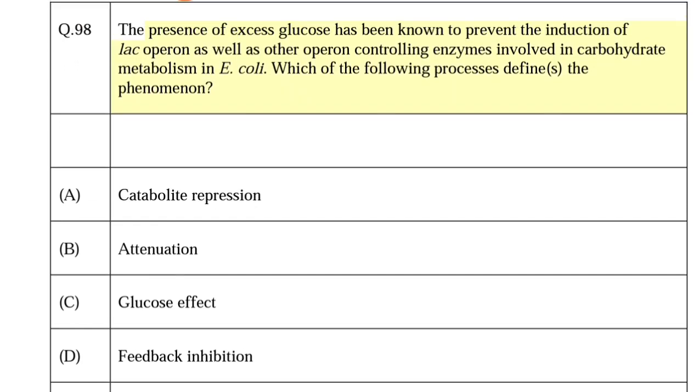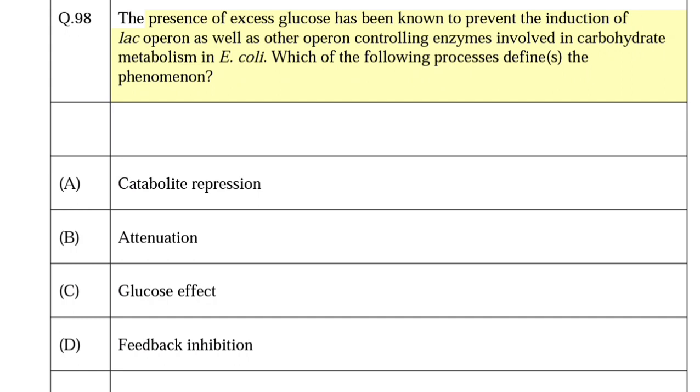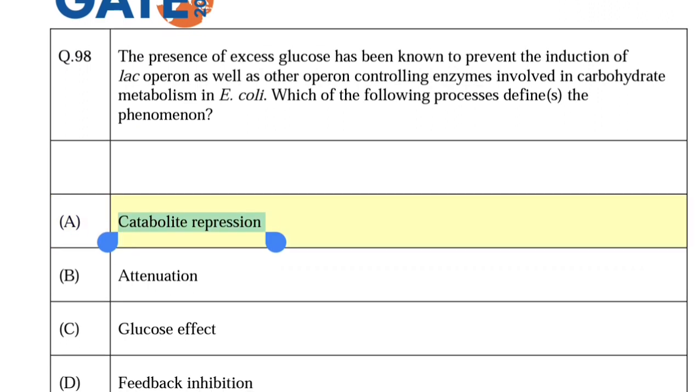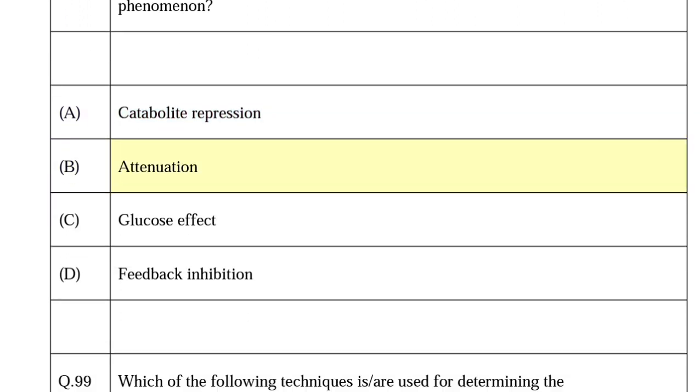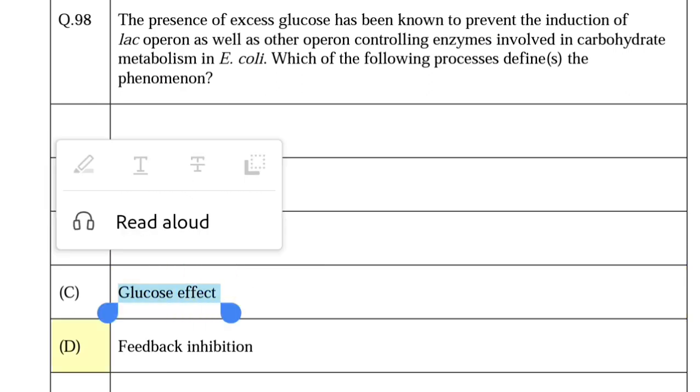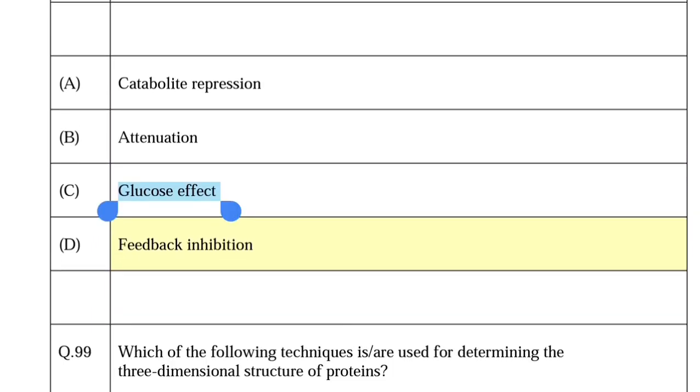Presence of excess glucose has been known to prevent the induction of lac operon as well as other operon-controlling enzymes involved in carbohydrate metabolism in E. coli. Which of the following processes defines the phenomenon? A. Catabolite repression. B. Attenuation. C. Glucose effect. D. Feedback inhibition.